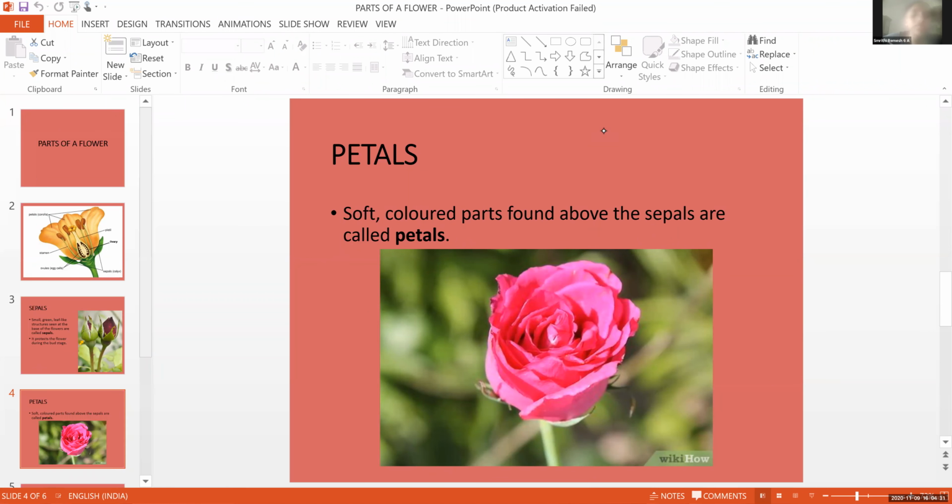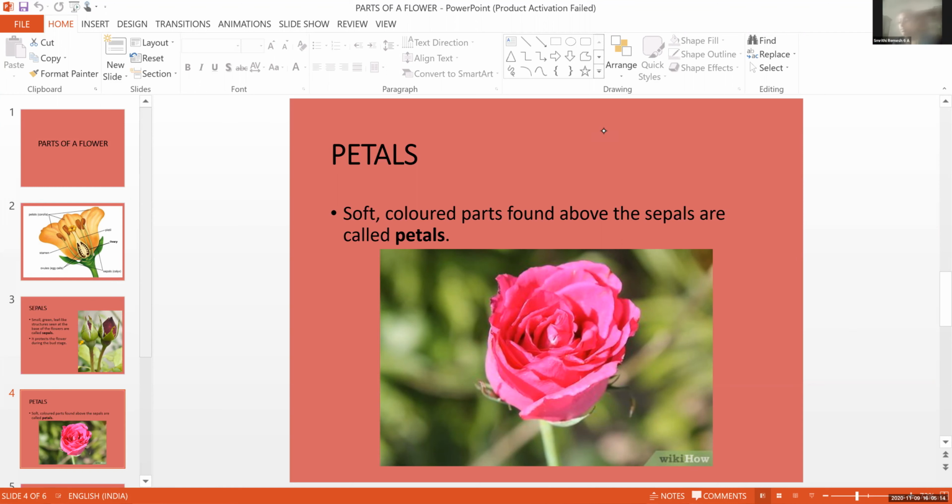Ma'am, mostly all the parts of the flower have a specific function. Does the petal have any function like that? Yes, it has a function. In the definition you can see it is soft, it is colored, and in the video we saw it has pigments. That is why it has colors. This helps to attract the small insects and the bees, and it helps in the reproduction of the plant.